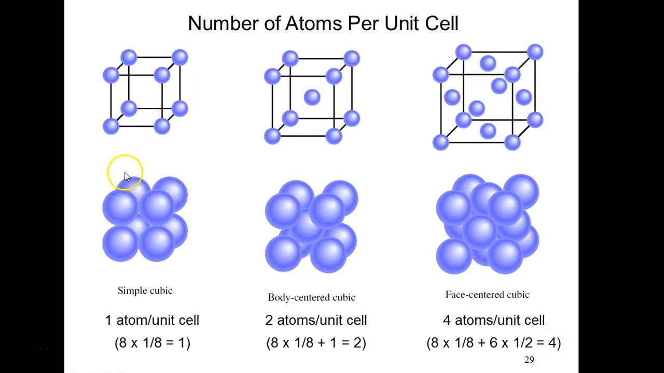So you can see as you add, going from left to right, you add spheres in various arrangements, you can increase the amount of atoms that you can get per unit cell, depending on whether you're a simple cubic, body-centered cubic, or face-centered cubic packing.